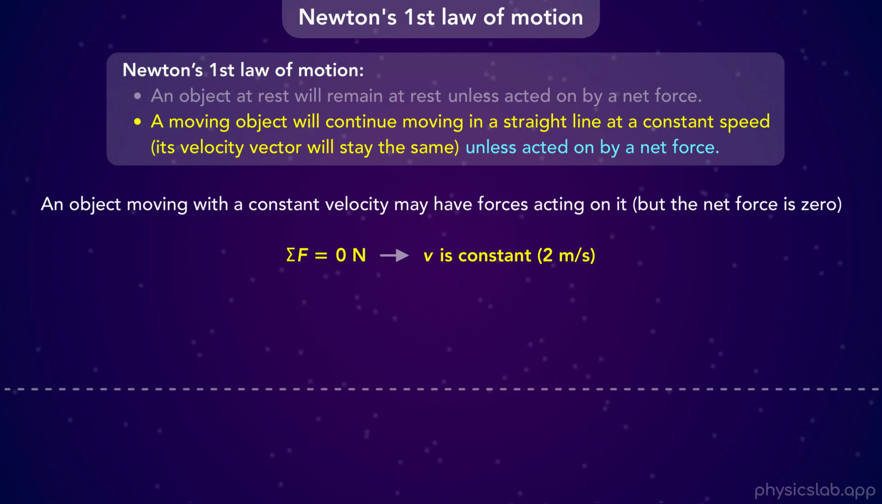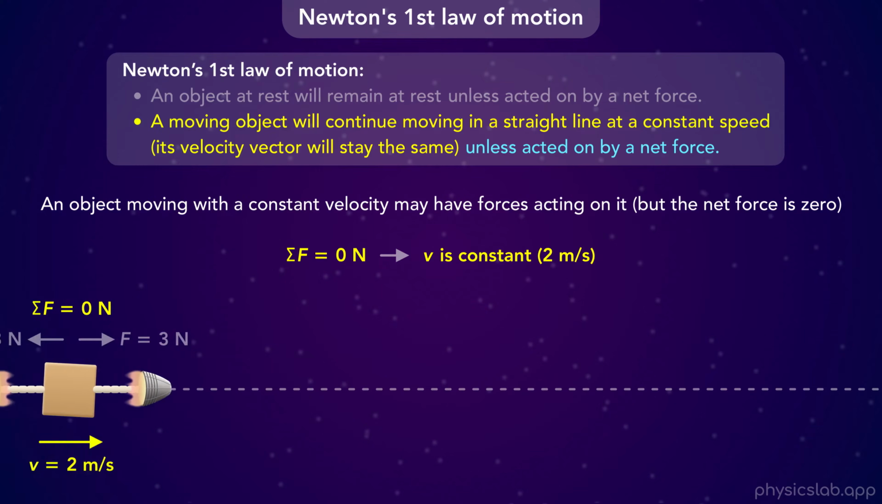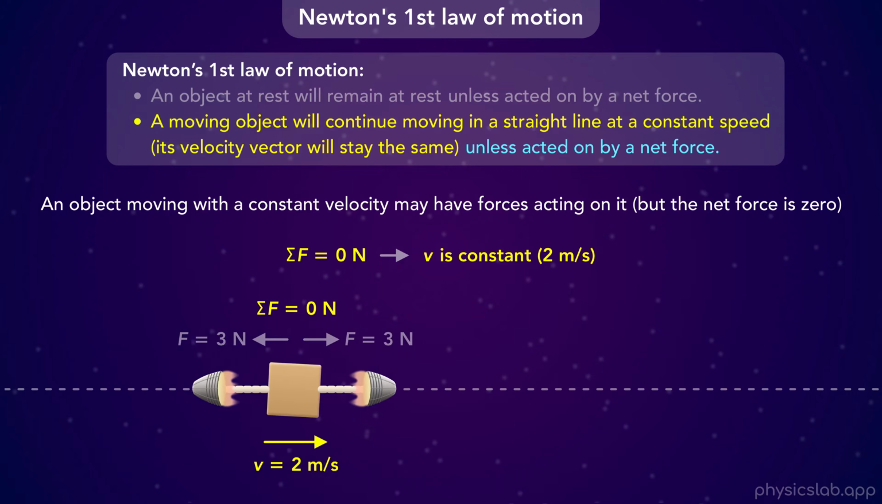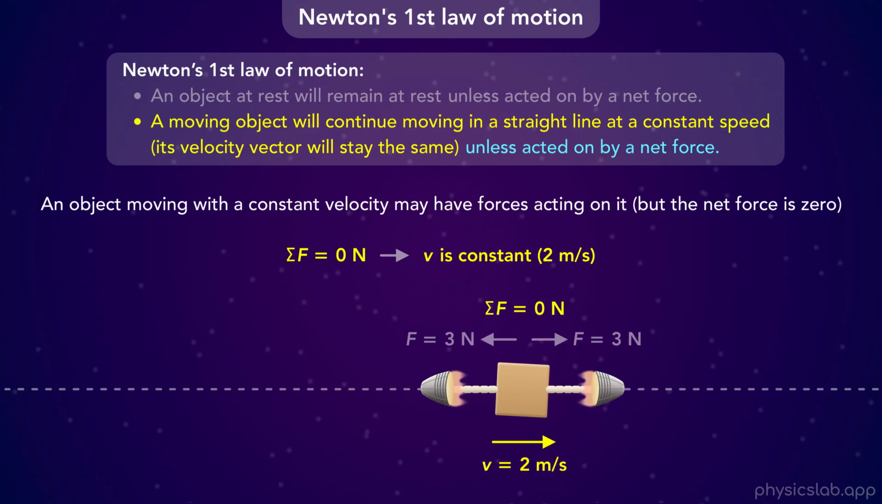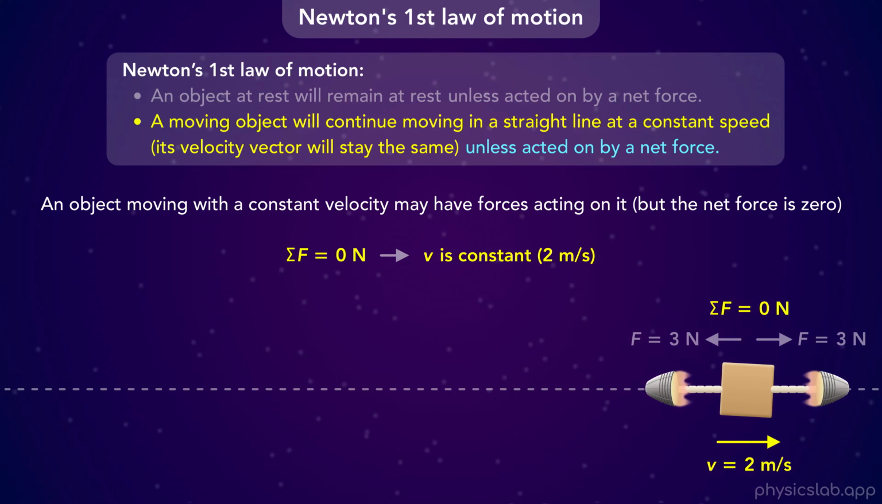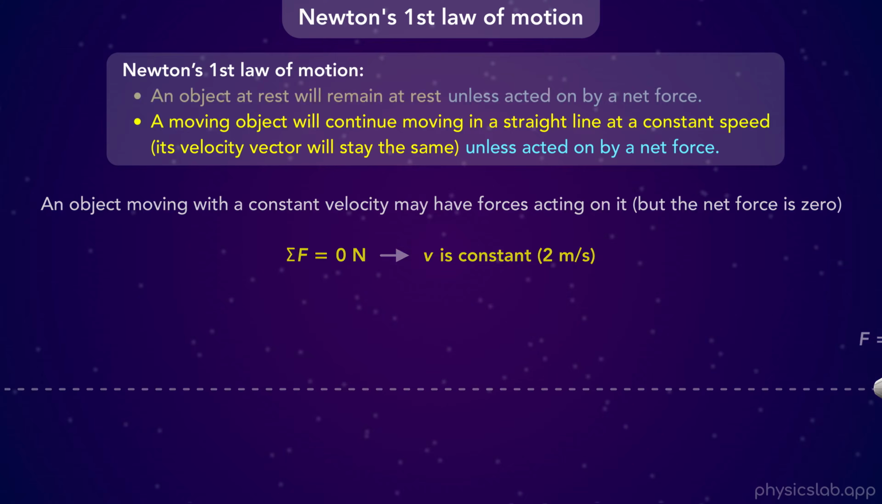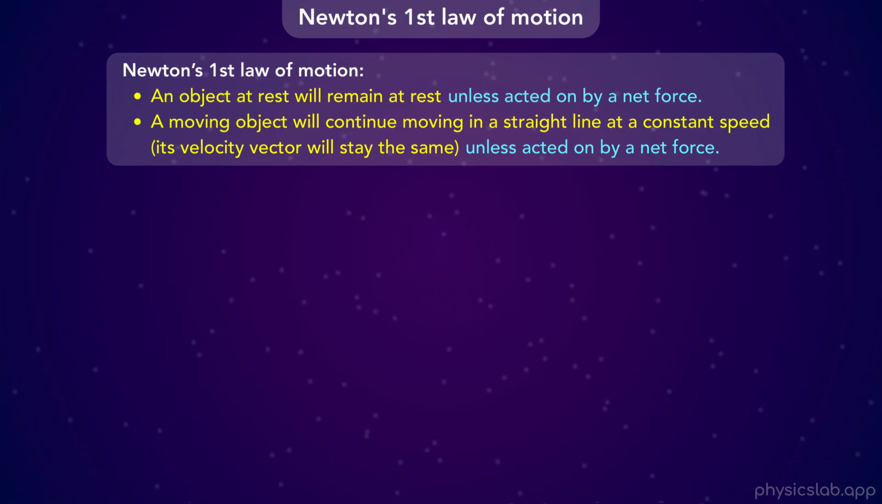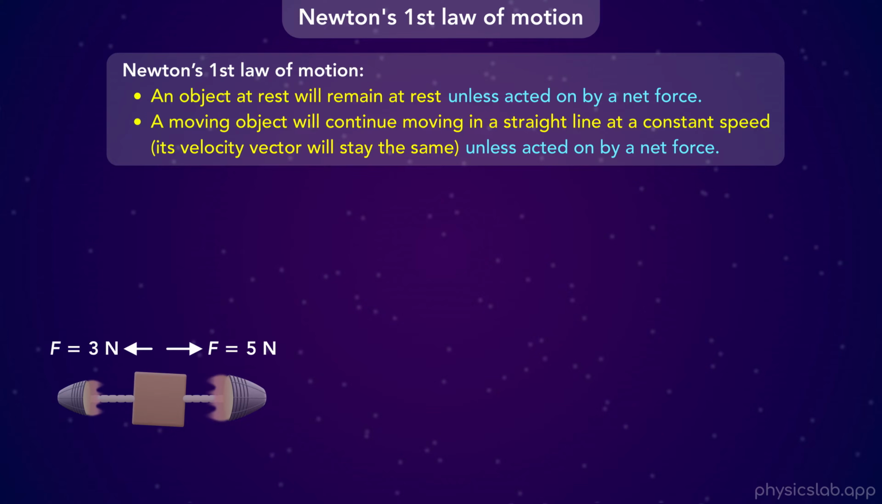And we could say that an object moving with a constant velocity may have forces acting on it, but the net force is 0. But what if there is a net force? Let's say the rocket thruster on the right is now pulling with 5 newtons of force. Now, the net force on the box is 5 newtons minus 3 newtons, which is 2 newtons to the right.